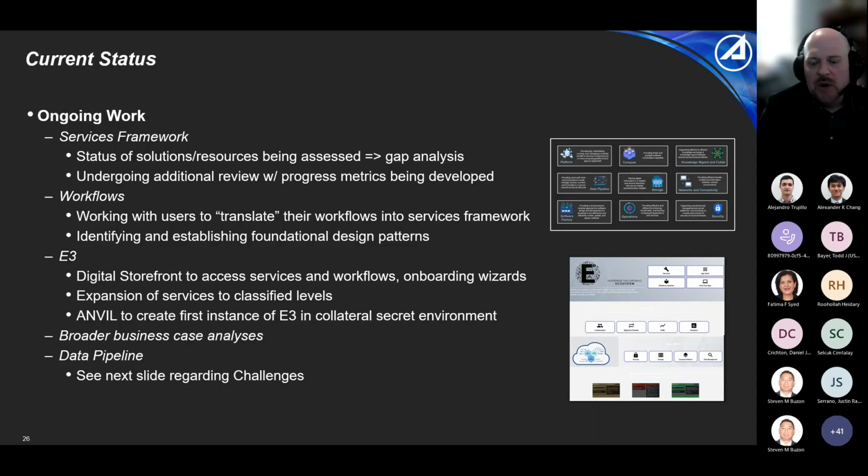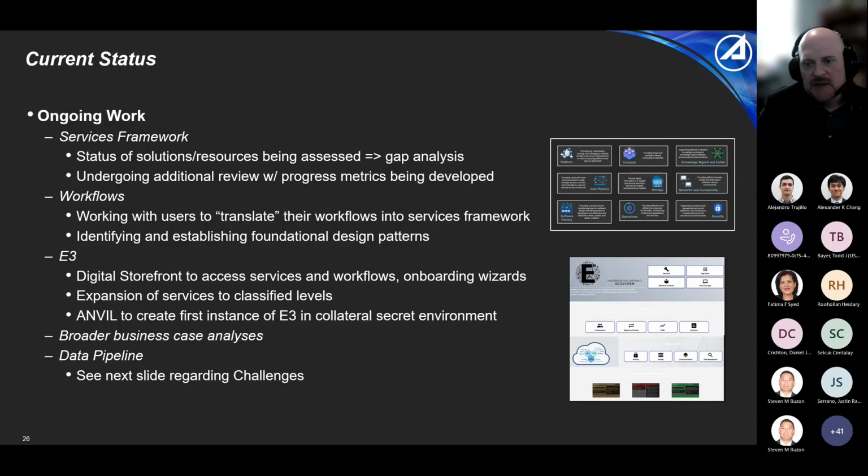And also what we're working on here in the near term is getting these services beyond just our unclassified network, into at least some of them exposed to the classified level. Like a lot of folks, we're starting out in the unclassified. We're not conflating the problem with other challenges. We're working in an environment called Anvil to create an instance of E3 in the collateral secret environment to support some customer activities as well. Expanding business case analysis to some other applications.